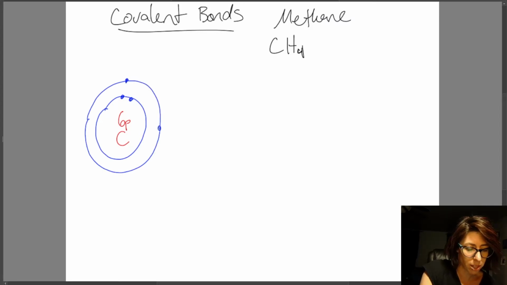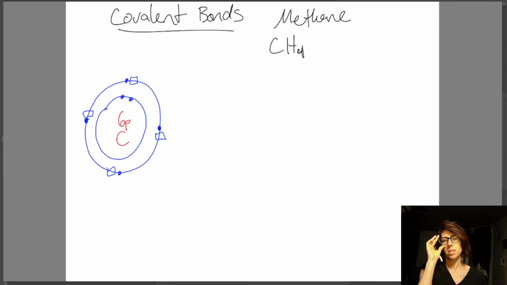Okay. And remember, they don't pair up unless they have to. So those 4 are going to all be unpaired. Carbon has 4 empty slots here. That means carbon always makes 4 bonds. The number of empty slots tells you how many covalent bonds a molecule is capable of making. So carbon makes 4 covalent bonds.